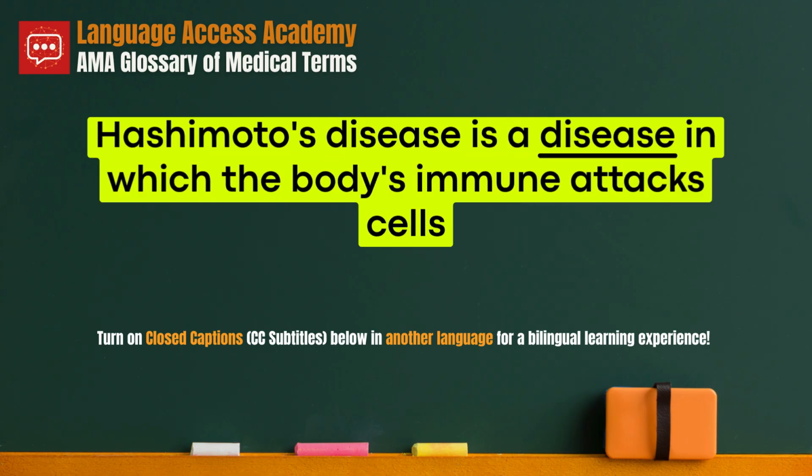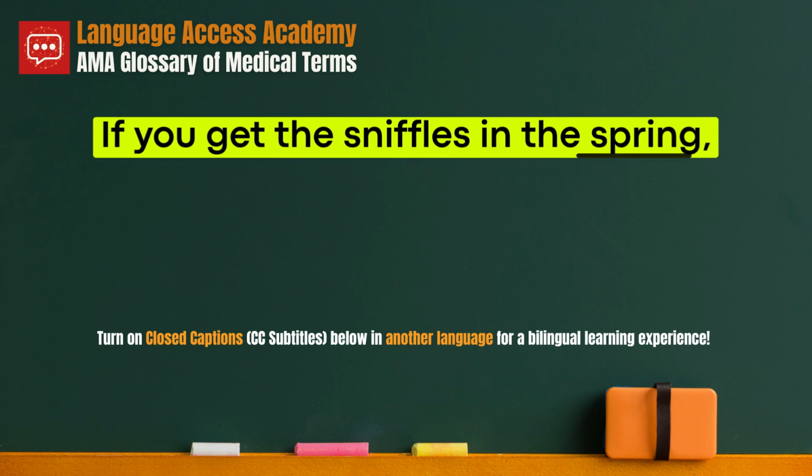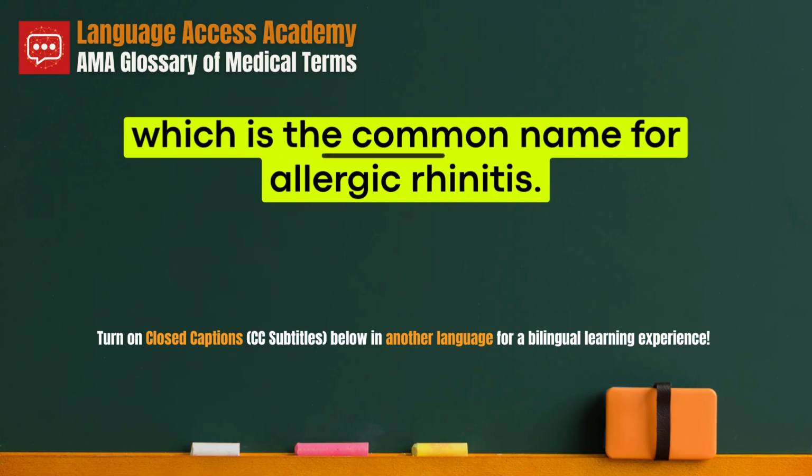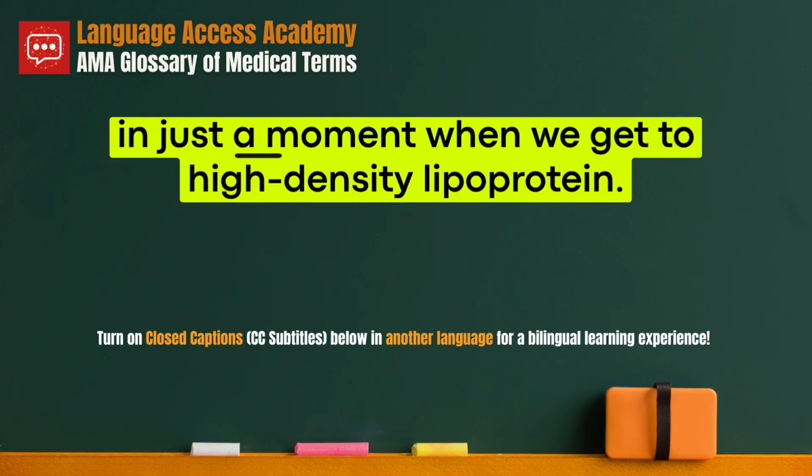Hashimoto's disease is a disease in which the body's immune system attacks cells of the thyroid gland, resulting in a decrease in thyroid hormones. If you get the sniffles in the spring, you might have hay fever, which is the common name for allergic rhinitis. You might see the abbreviation HDL, which we will cover in just a moment when we get to high-density lipoprotein.